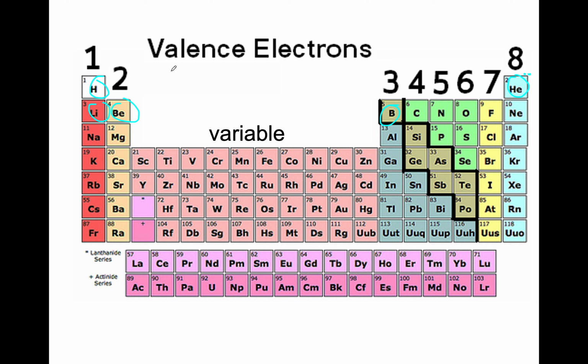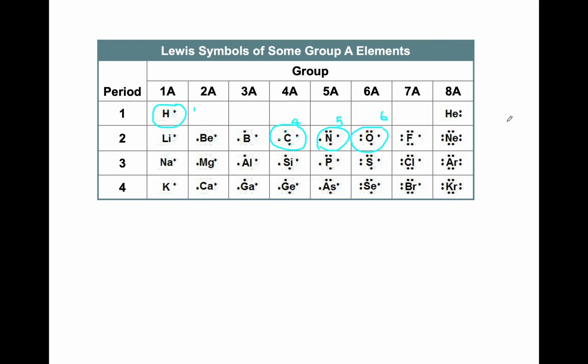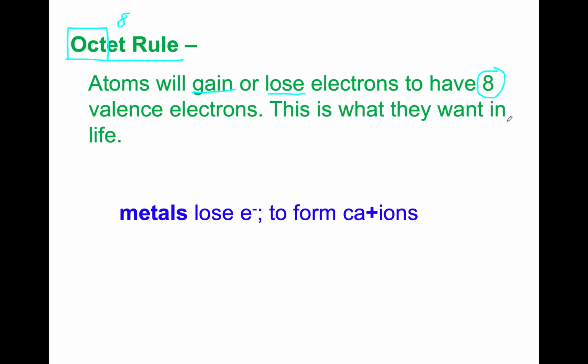So hydrogen, helium, lithium, beryllium, and boron all want 2 valence electrons. Every single other element, carbon, nitrogen, oxygen, fluorine, every single other element that we're going to talk about within AP Biology, wants 8. Okay, that is the octet rule.